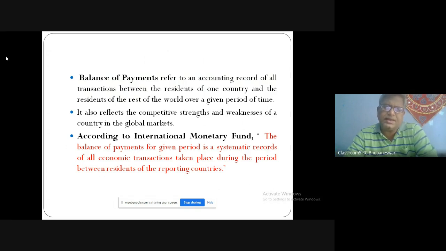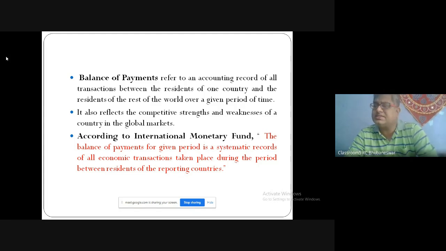And also it shows the strengths and weaknesses of the global market. The IMF, International Monetary Fund, has given one definition. It says it is a systematic record of all economic transactions that take place during the period between a resident of reporting countries. Resident of reporting countries means India is a reporting country or Japan is a reporting country.